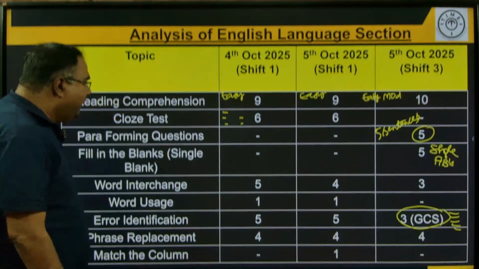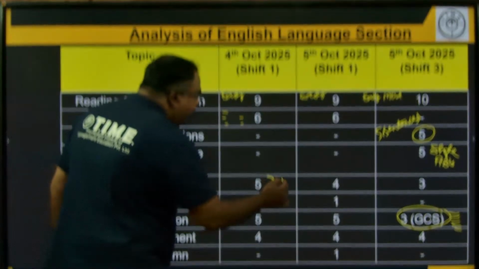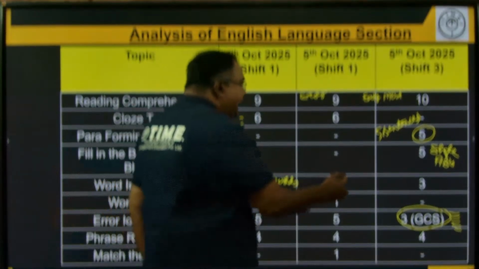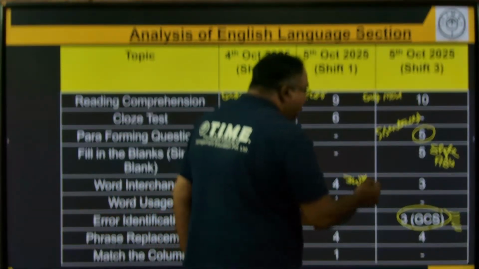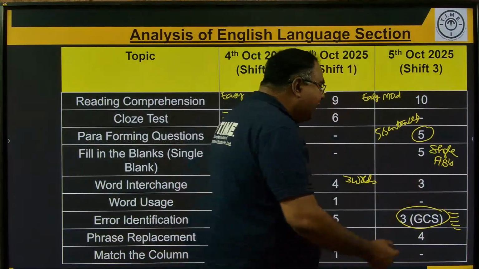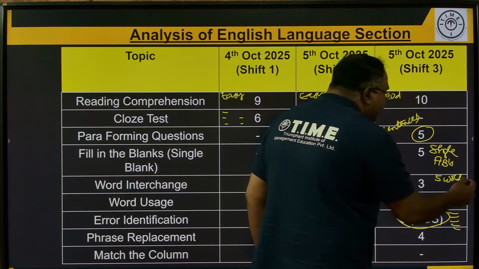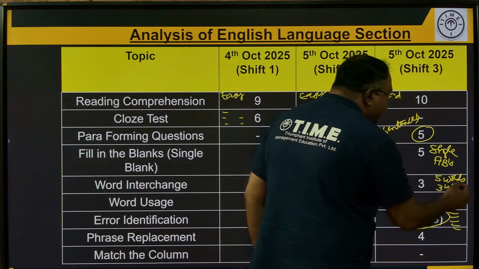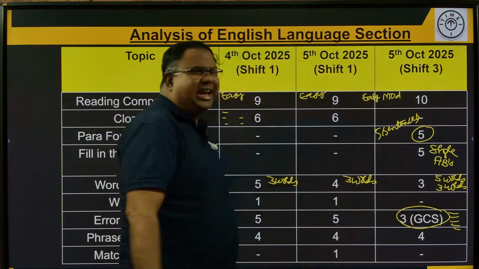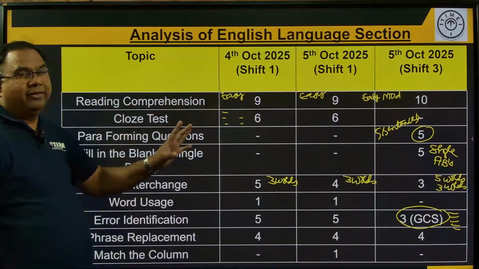Then you have word interchange. In this word interchange, generally you have 3 words that you need to interchange. Here also you had 3 words. But in the 5th October shift 3, the reason you got that moderate feel is that here they have 1 question with 5 words, and there were 2 questions with 3 words interchange. That's slightly different.